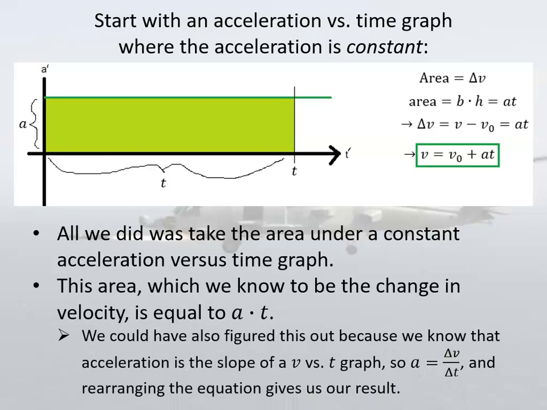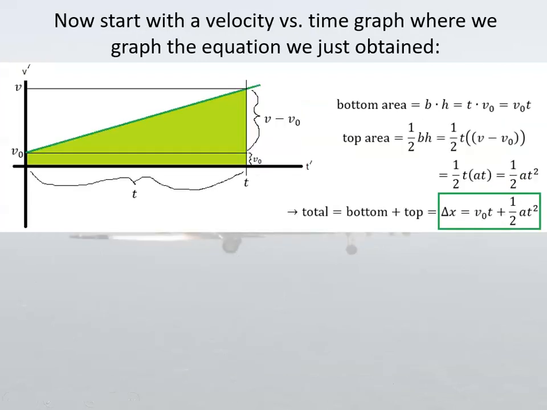Now, again, we already kind of knew this because we knew that acceleration was the slope of a velocity versus time graph. So we'd say, okay, delta v over delta t is equal to a. So delta v is equal to a delta t, or v minus v naught equals a delta t, or v equals v naught plus a delta t, where I've replaced just the delta t with t, because again, usually we start from time 0.